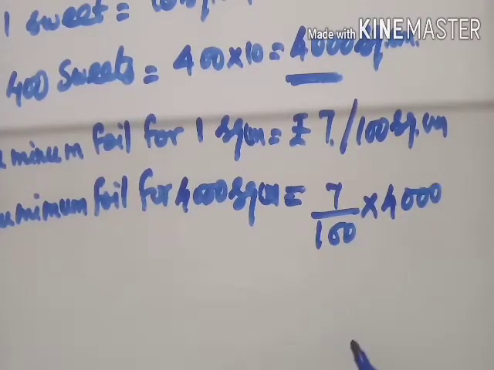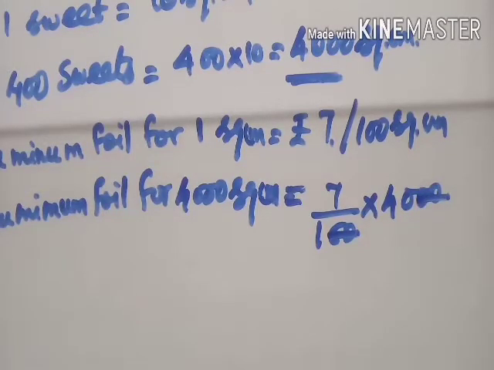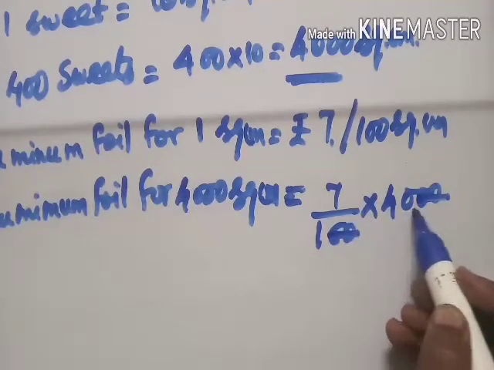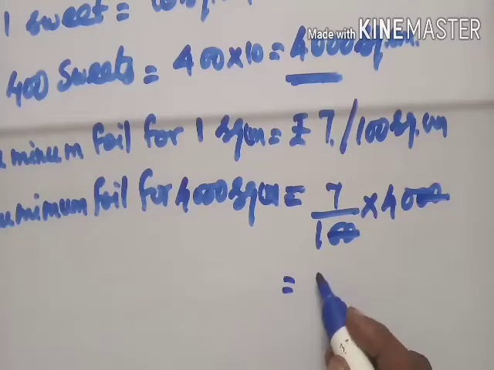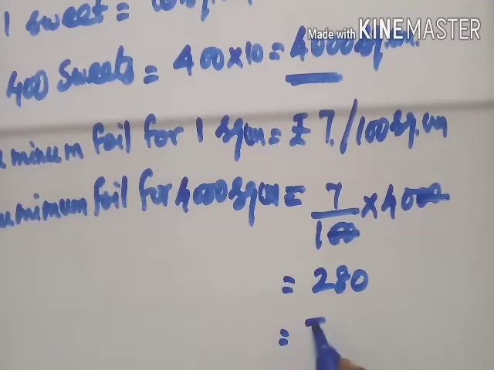So here just do the cancellation. Cancel these two zeros and these two zeros. Remaining we have 7 into 40. 7 fours are 28, add 1 zero. That is equal to rupees 280. So we need rupees 280 to buy that aluminium foil.